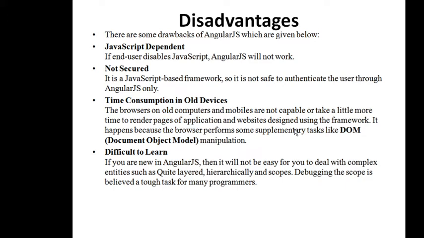Now the next disadvantage: time consuming in older devices. The browsers on older computers and mobiles are not capable, or take a little more time, to render the pages of applications and website designs using the framework. It happens because the browser performs some supplementary tasks like Document Object Model manipulation. That is also a drawback. On the oldest versions of mobiles and older versions of computers and browsers, it doesn't work.